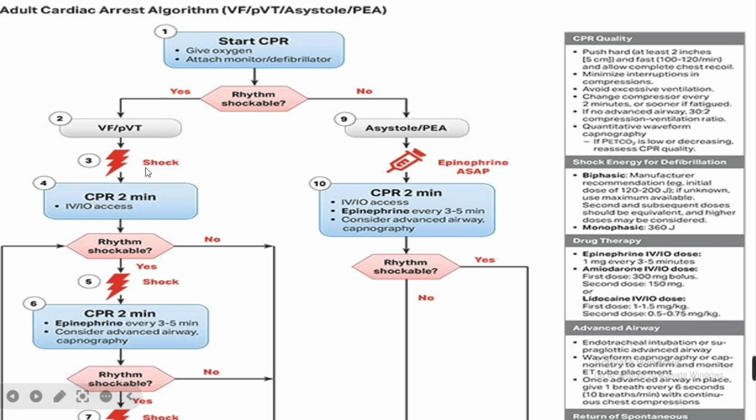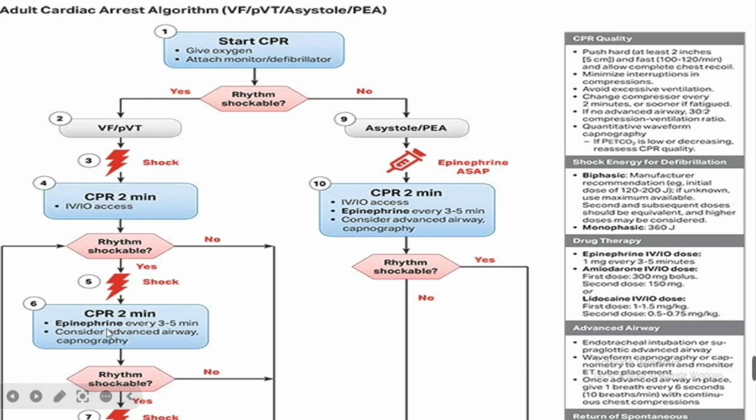If the rhythm we get is shockable, we'll deliver our first shock. After delivering the first shock, we'll again resume the CPR for 2 minutes and we'll gain IV or IO access. IO is your intraosseous access. So the second reliable access that you have to go to after the IV access is your intraosseous access. We will again be assessing whether the rhythm is shockable or non-shockable. If the rhythm is still shockable, you will deliver your second shock. After delivering the second shock, we'll again resume the CPR for 2 minutes.